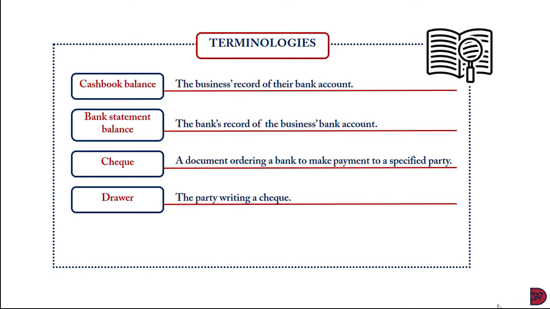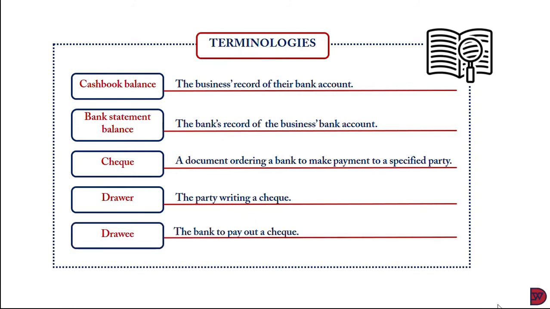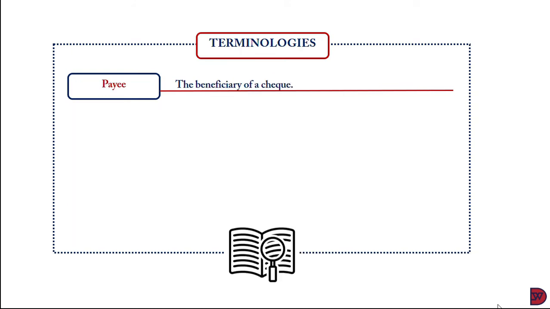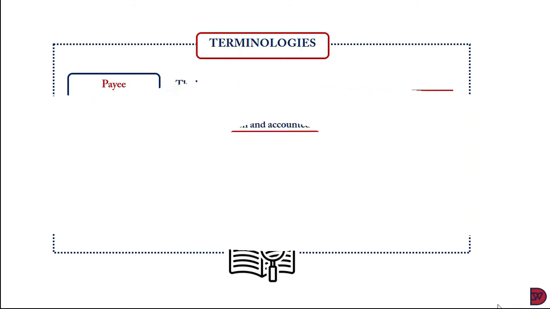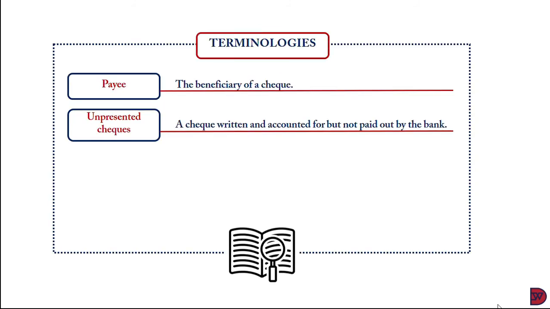A drawer. This is also known as a payer. So it is an individual or an entity or a business that writes a check and also whose account the amount will be paid from. Drawee. Now, this is a bank instructed to honor a check or pay out an amount on a check. Payee. This is the beneficiary of a written check or the person or entity whose name the check bears. Unpresented checks, otherwise known as an outstanding check. It is a check written and accounted for by the drawer or the business, but is yet to be paid out by the bank.